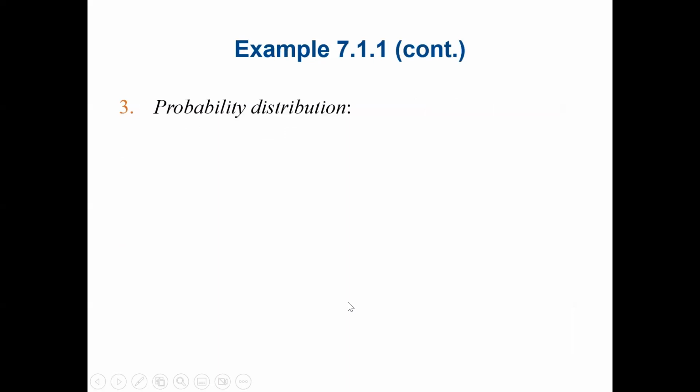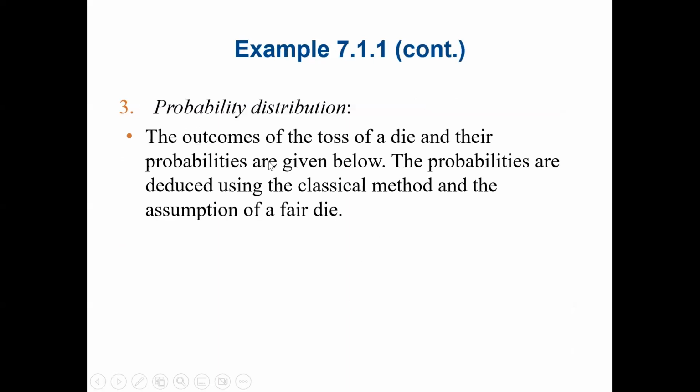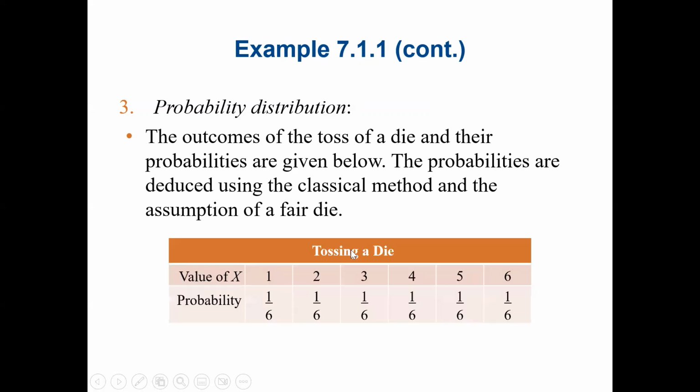Now, what will be the probability distribution? The probabilities are deduced using the classical method and the assumption of a fair die. If it's a fair die, that means each of the 6 sides has the same chance of coming up. So this means it will be 1/6 each. Now the total of 1/6 up to 6 will give us 1.